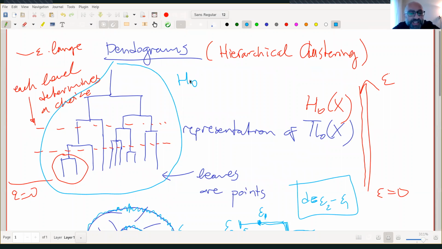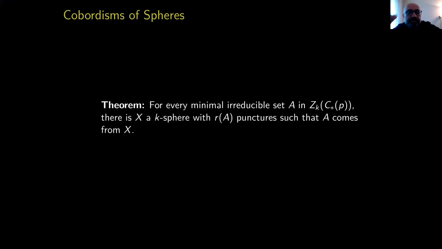For higher K, I have a similar picture, but these things here correspond to spheres, and these merging pieces of information correspond to spheres with punctures. So I have these spheres with punctures merging as epsilon increases. There are lots of different ways you can write this information: as an operad, as a cobordism, as a matroid, as I did over here. There are many different representations, but the main idea is that they all boil down to these minimally reducible sets in this matroid that I'm trying to write.